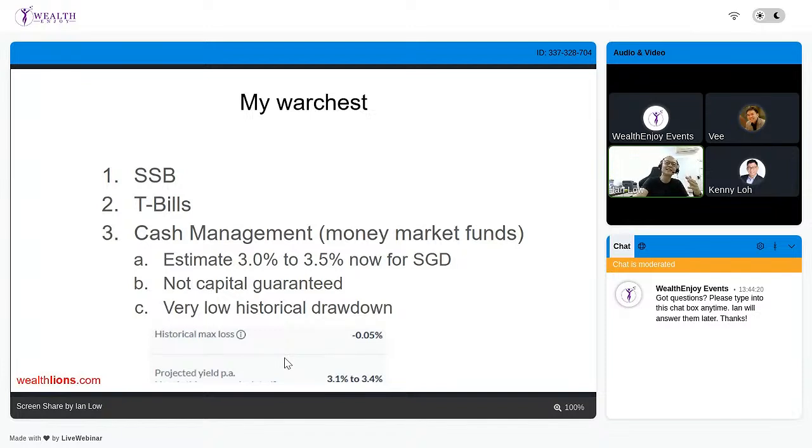Now I went to one of the funds, and I just share with you. Basically, this fund that I invest for the money market fund, I shan't share with you the details, but its projected yield is 3.1 to 3.4%, and the historical max loss is 0.05%. So this is acceptable for me. So I prefer this than T-bills for the time being.